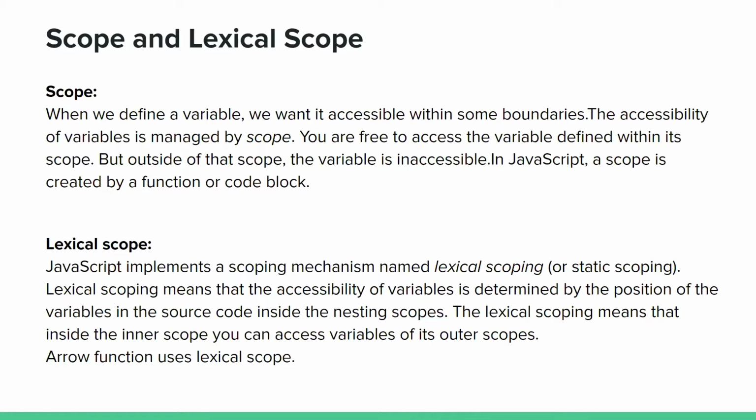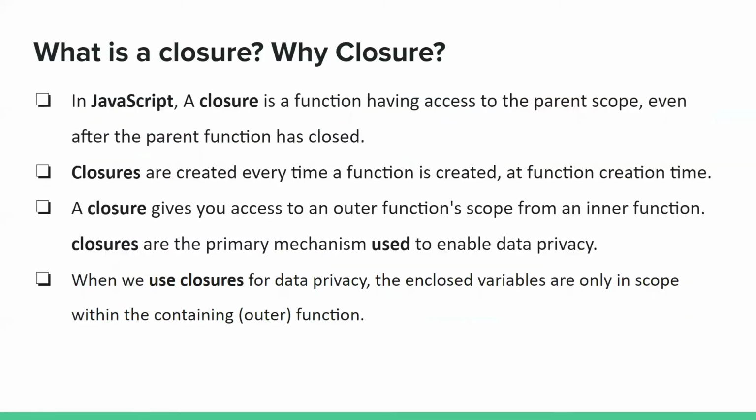Now what is lexical scope? JavaScript implements a scoping mechanism called lexical scoping, which is also called static scoping. Lexical scoping is nothing but the accessibility of variables being determined by the position of the variables in the source code. Lexical scoping means that inside the inner scope, you can access variables of its outer scope. This is what we are going to see in closures. We are going to see the lexical scope analysis, and arrow functions also use lexical scope. Now let's see what a closure is, how we are going to use it, and why it is important.